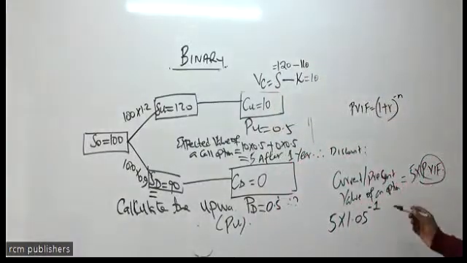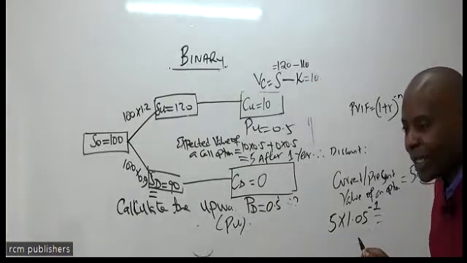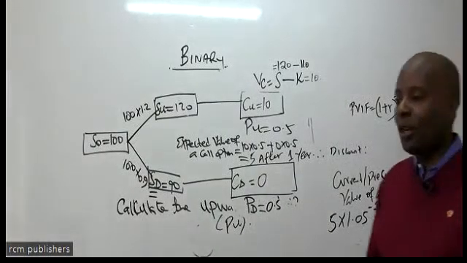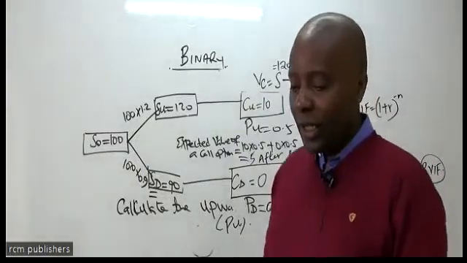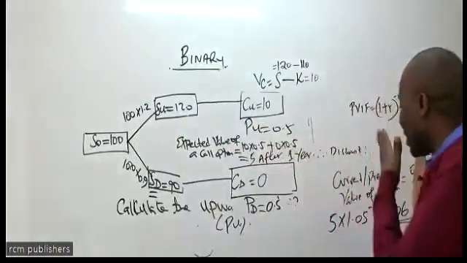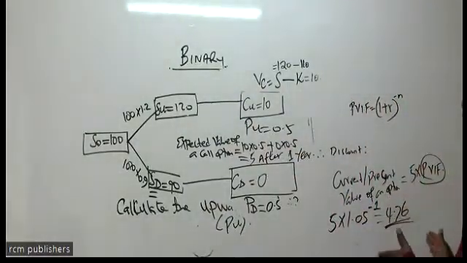So abracadabra, what figure are we getting here? Wanasema ati ni 4.76. Thank you so much. So this becomes the current value of an option using this very bogus model called binary.